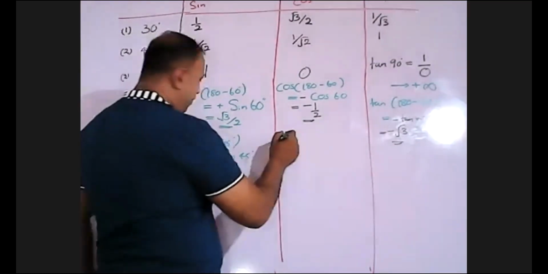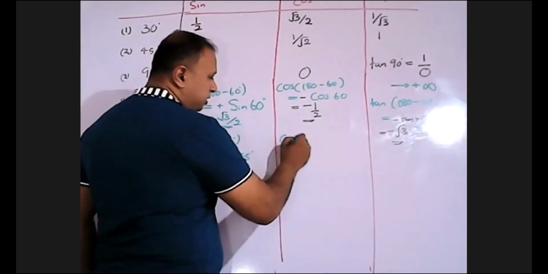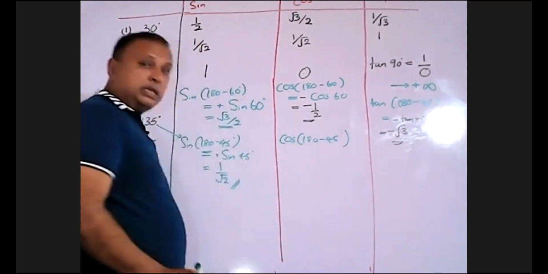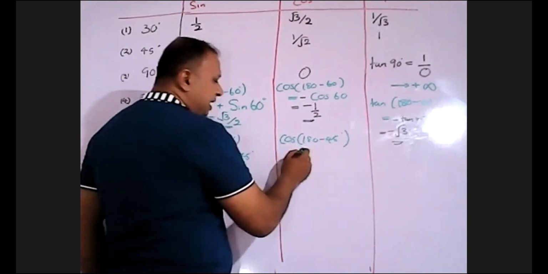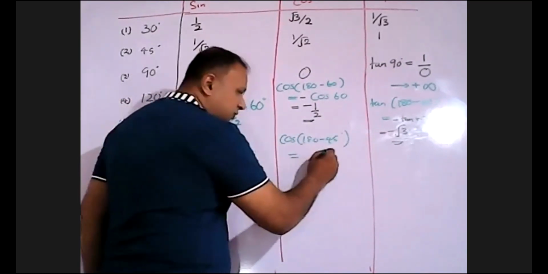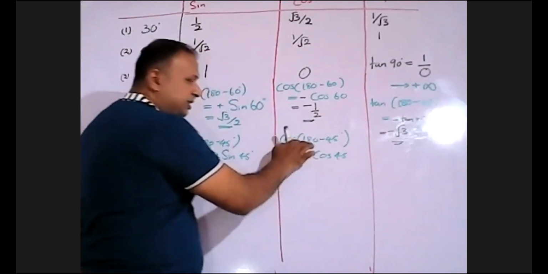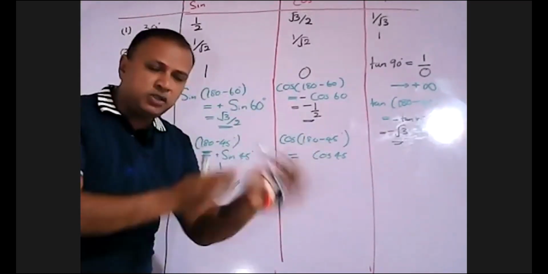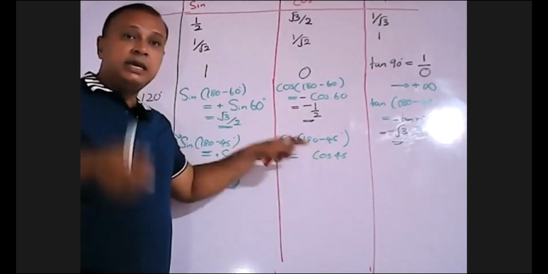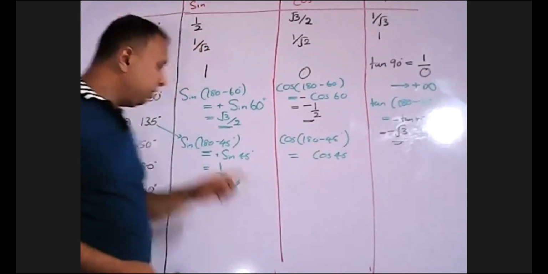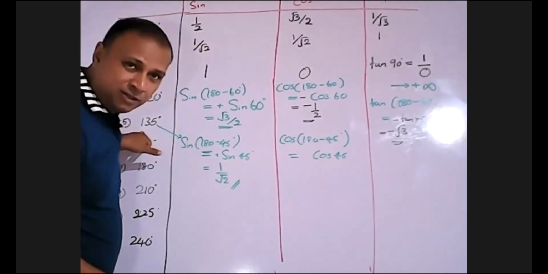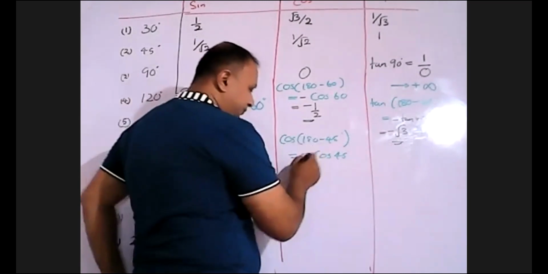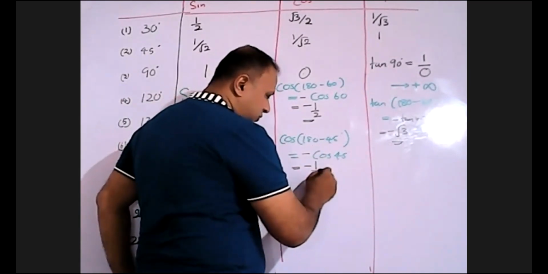Then cos 135. Cos 135 is equal to cos of 180 minus 45. Again, this value is equal to cos 45 because this is an even multiplication. Then you have to determine the positive or negativeness of this value. So for that, you have to determine the quadrant. It is the second quadrant. In the second quadrant, cos values are negative. Therefore, this is a negative value. So this is minus 1 over root 2.